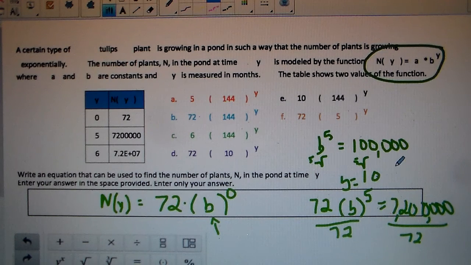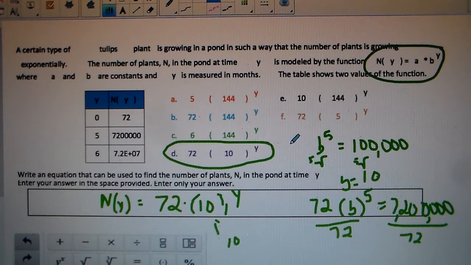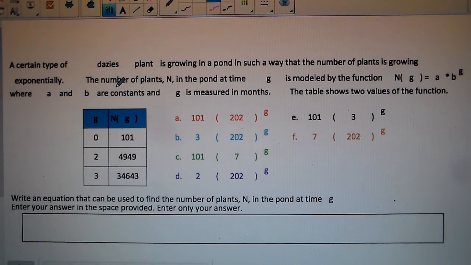Don't worry, we're going to do a couple of these. I know this is tough. So our b is 10, and our answer is 72 times 10 to the power of y, because that 0 was just standard for that beginning one. So our answer is D for dog. That's our equation. Let's see if we can squeeze one more in before the battery dies on the camera here.